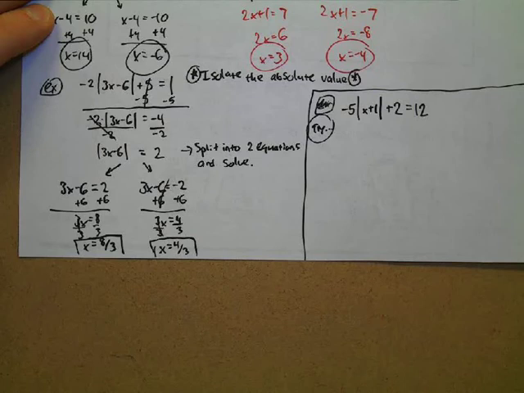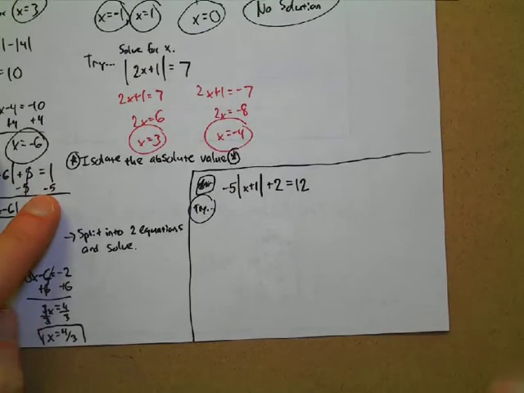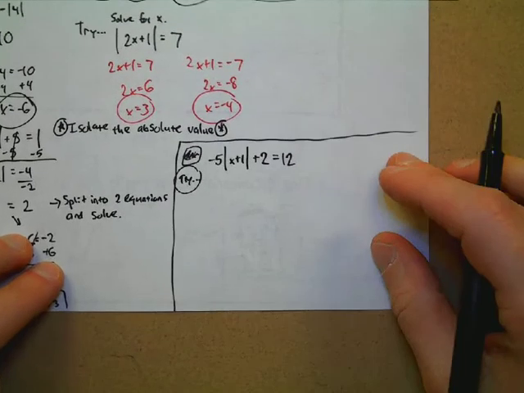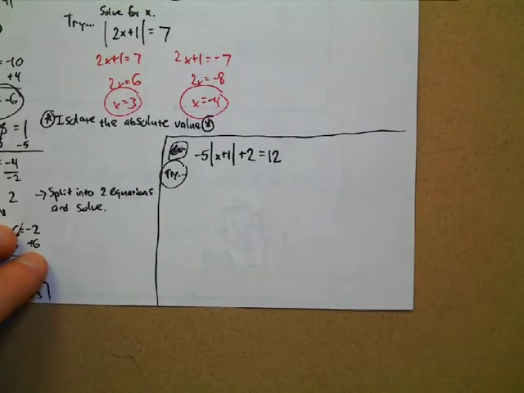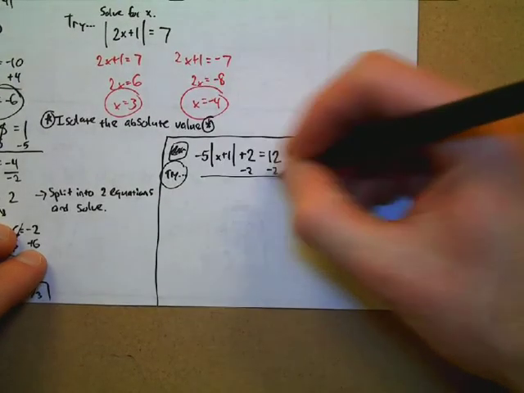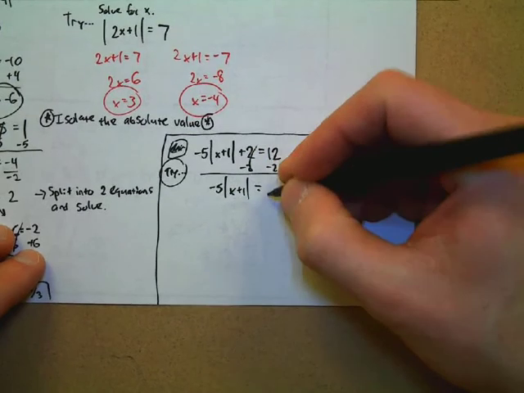All right. So, Liana, what would we do here first to start getting that absolute value by itself? What should we do to both sides? Subtract the 2. Yeah, subtract 2 on both sides. You got it. Good job. Okay, -5 absolute value of x plus 1 equals, let's see, 12 minus 2 is 10. Then what?